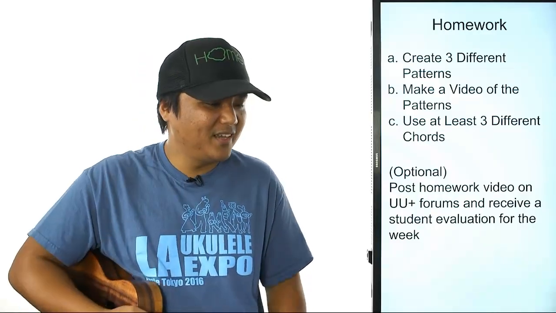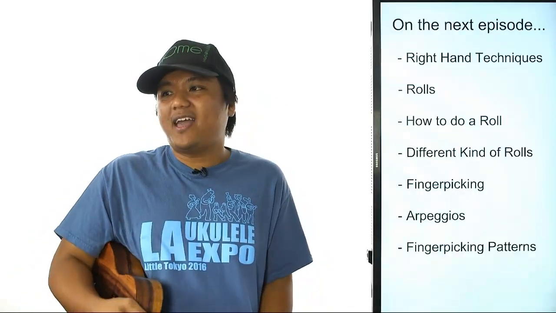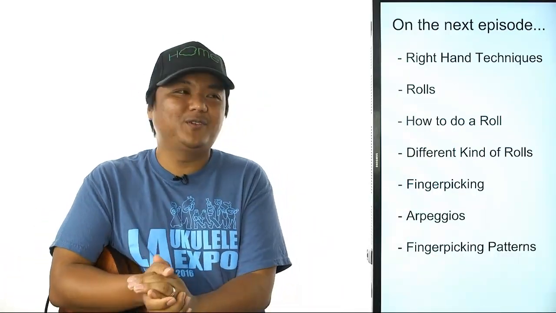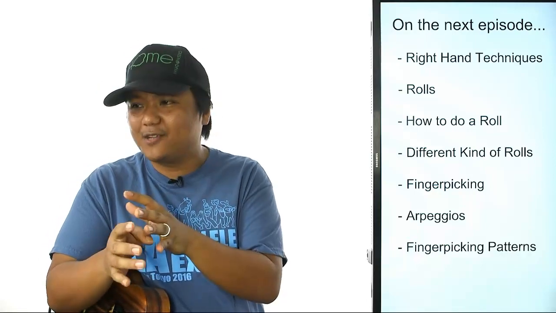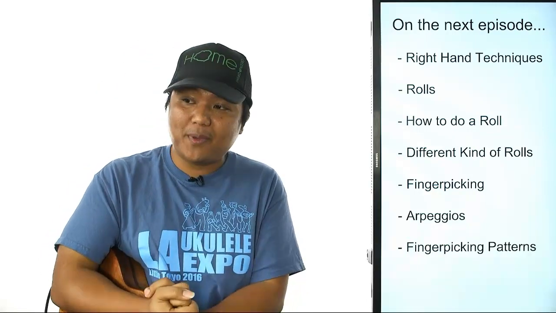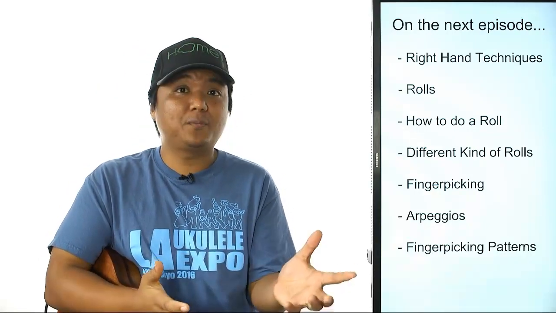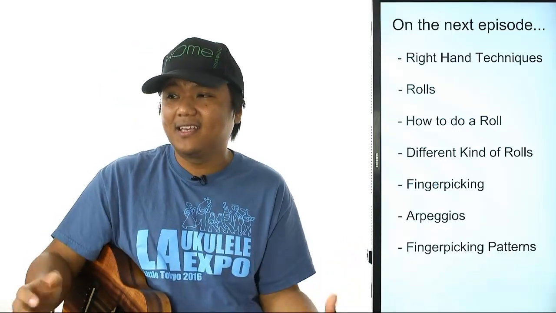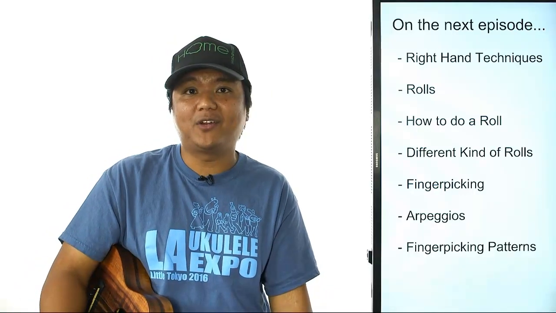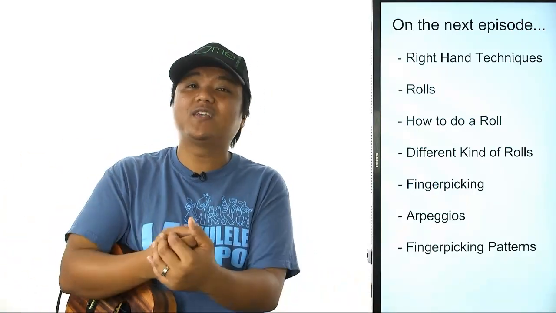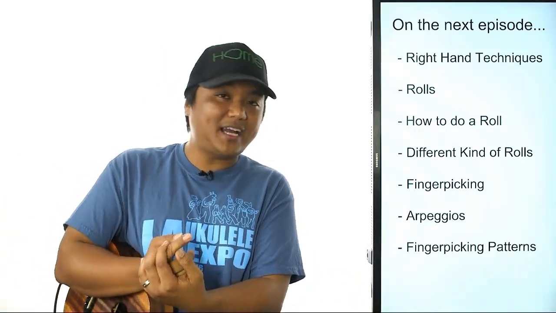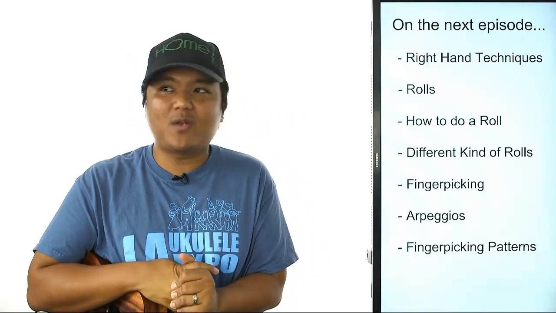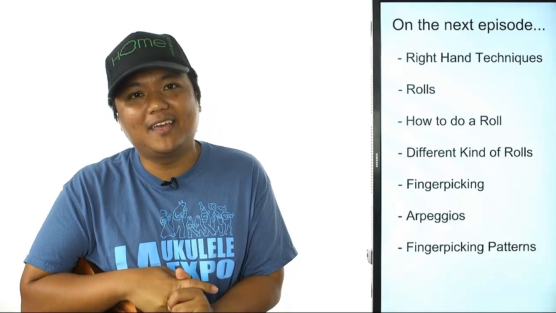All right, so for next week, we have more right hand techniques. We're going to be doing rolls, how to do a roll, all kinds of different rolls. We're going to be doing finger picking as well, and when we do finger picking, we're going to be learning about arpeggios, which is what finger picking is, and looking at different finger picking patterns. We're also going to be learning a couple of new chords. Next week, we're going to take a look at 7th chords and how they sound. So next week, week number 4, we're going to have more right hand techniques for you here on Ukulele 101.